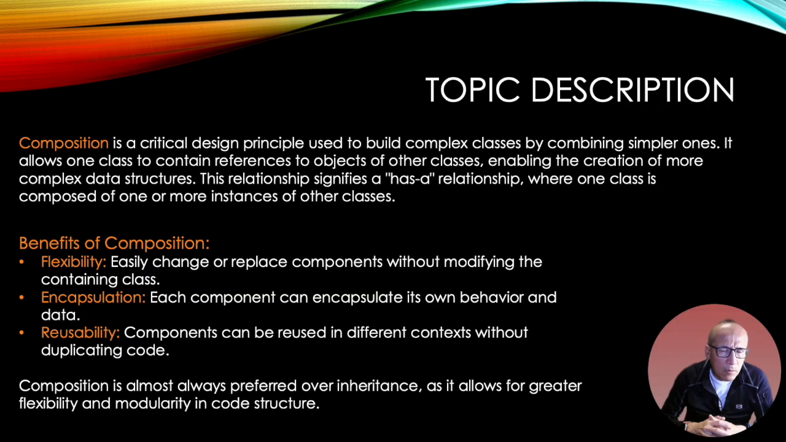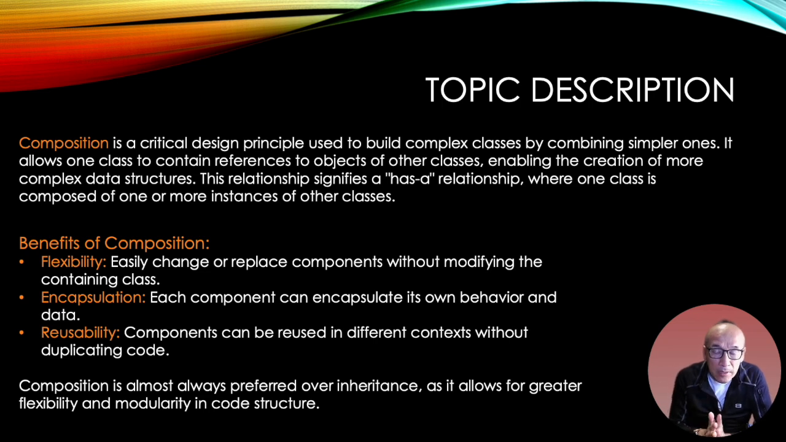So what are we talking about? We're talking mainly about composition. We're going to talk about why it's a critical design principle. It's used to build complex classes. I use it all the time, so will you. It allows one class to contain a reference to other classes. It enables the creation of more complex data structures.